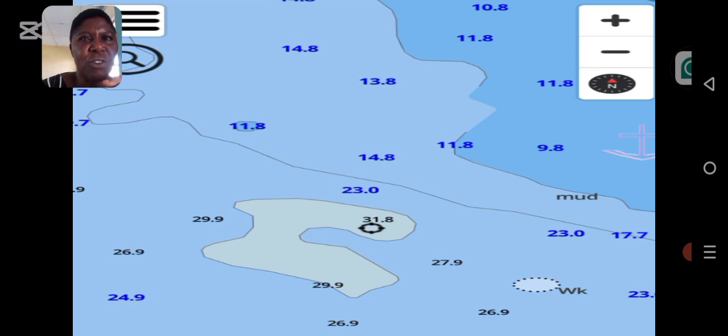These are just the basic knowledge of nautical cartography or nautical charts. These are the basic knowledge which you need to know. They are very important, they are very paramount.